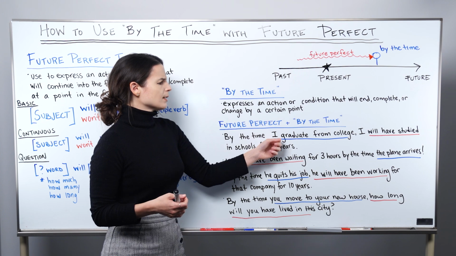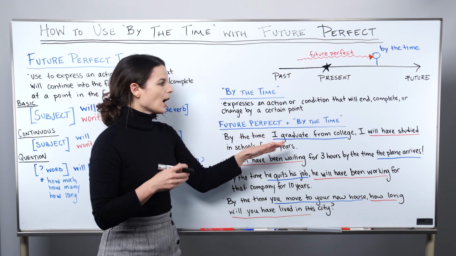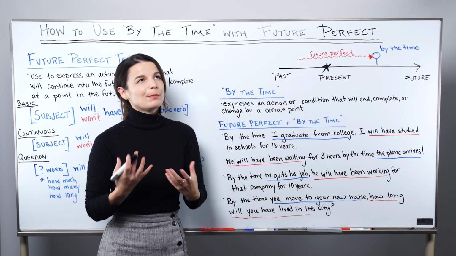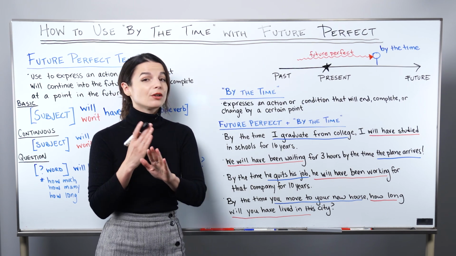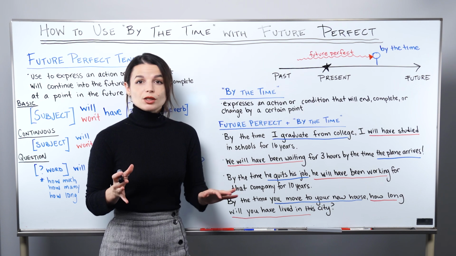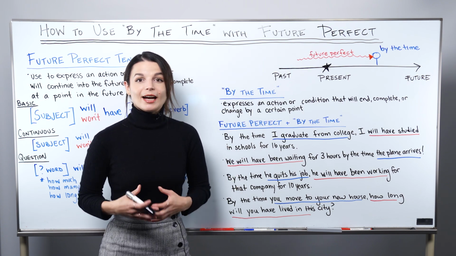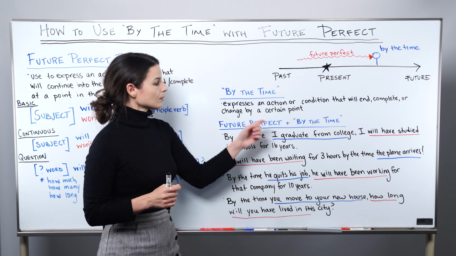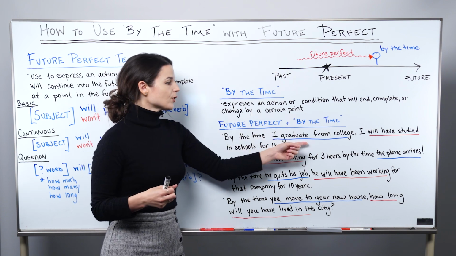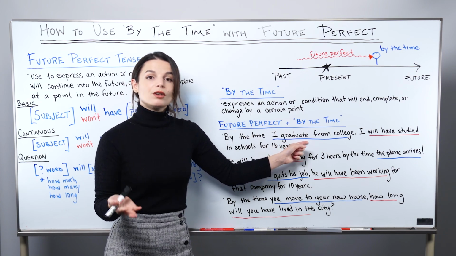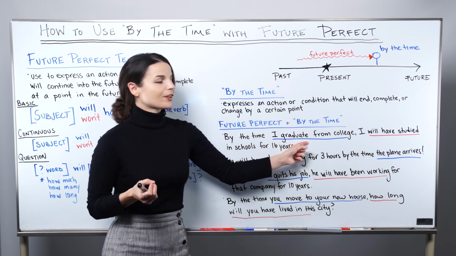For example, sometimes I see learners use by the time I will graduate from college, and this is incorrect. Or by the time I'm going to graduate from college, also incorrect. We don't need to use, and we should not use, a will or going to or something like that in this position here. So after your subject here, just use the verb form in the same conjugation you would use for a simple present tense structure.